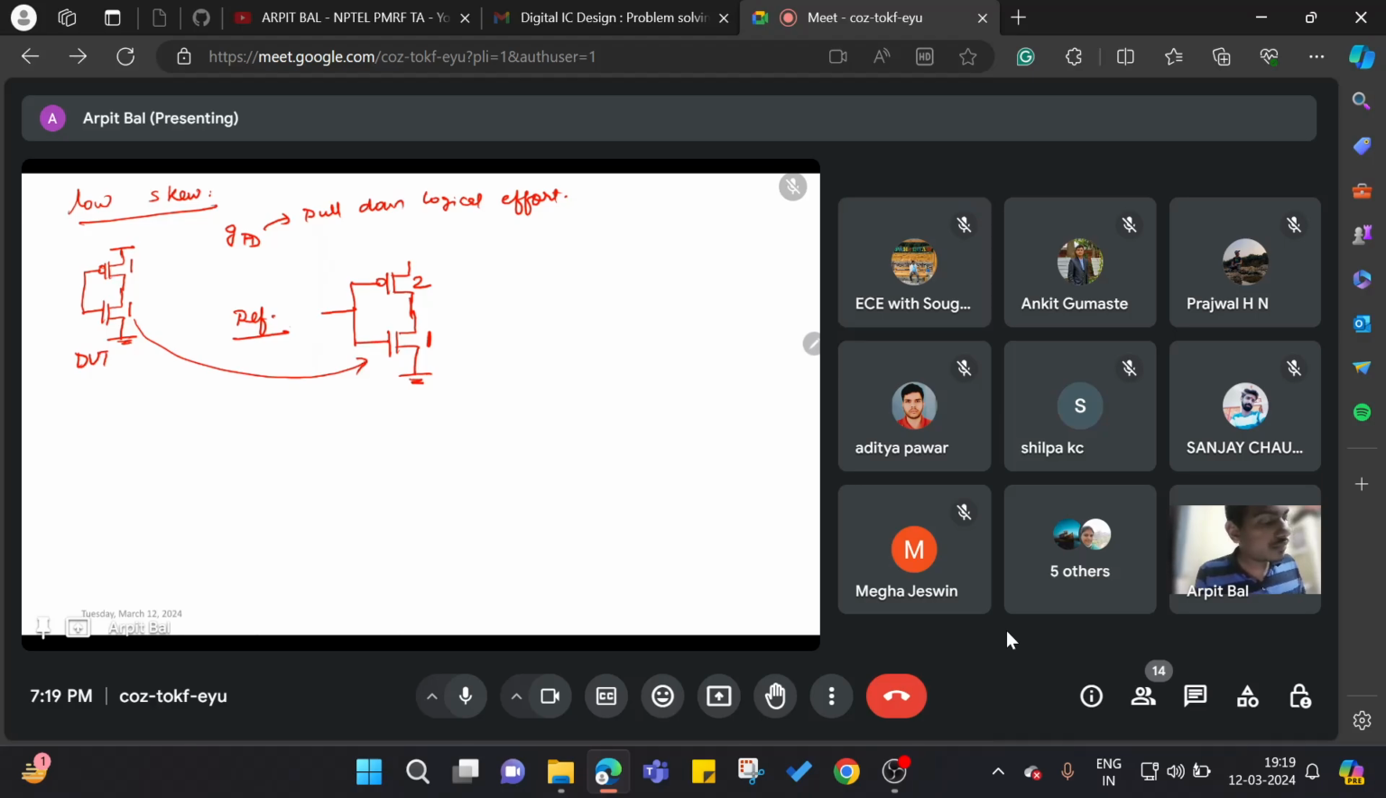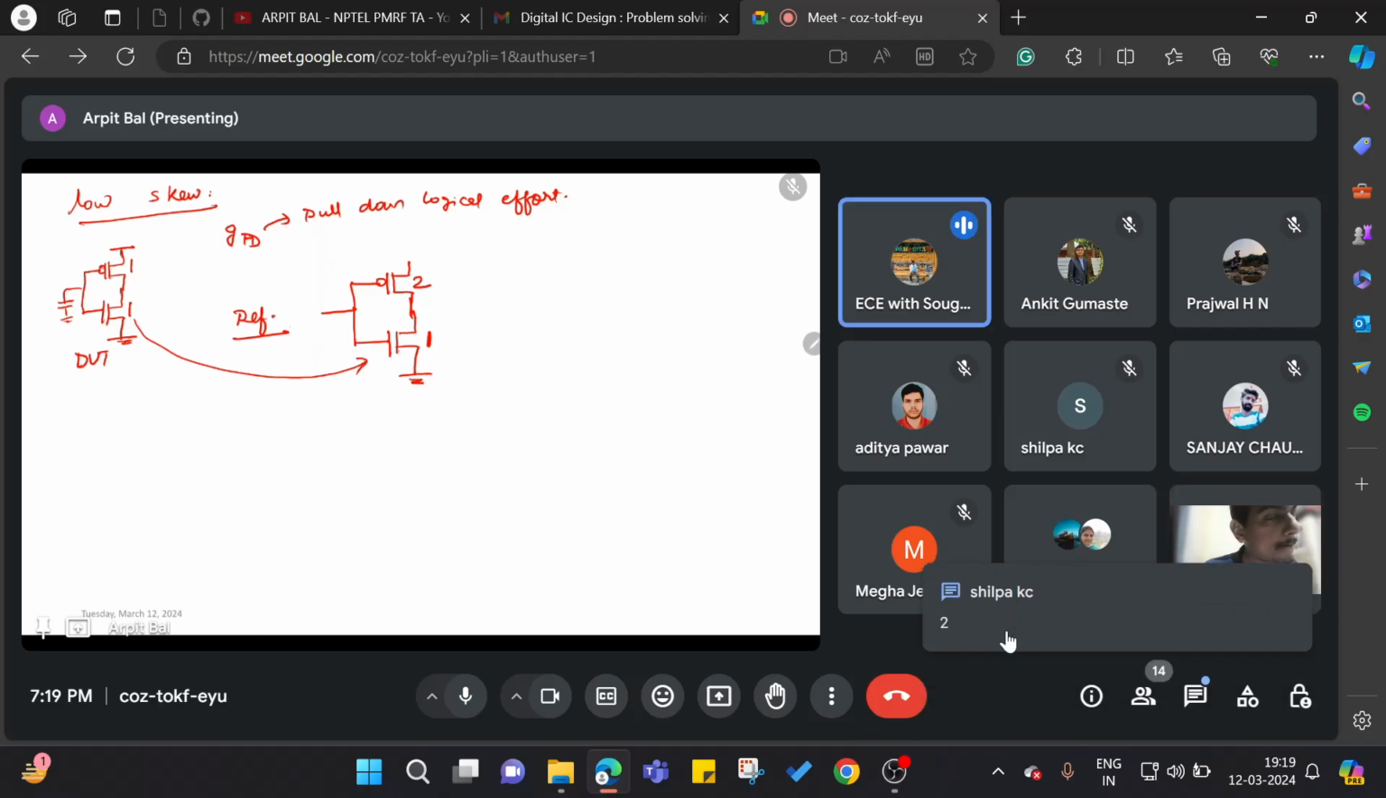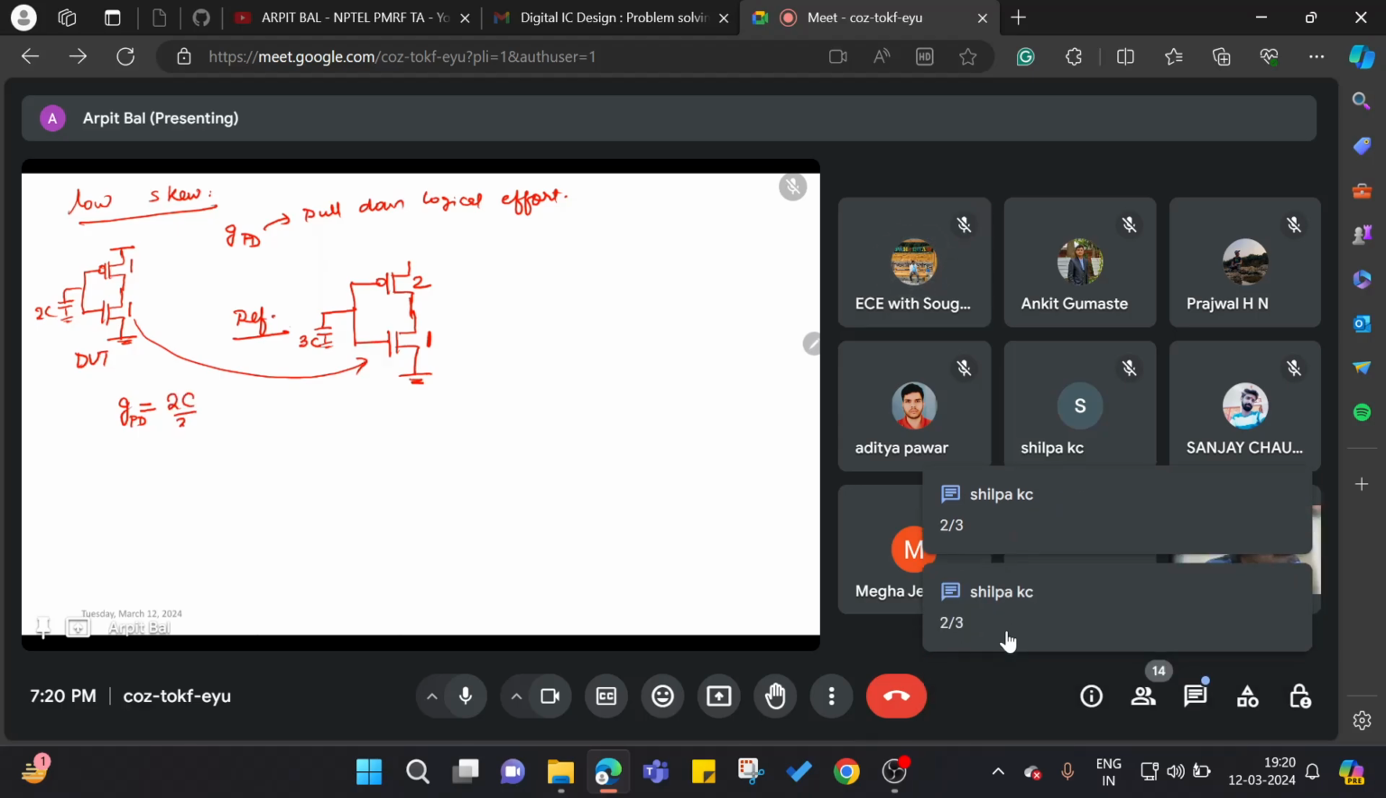Okay, so now if you compute the gate capacitance in this case, what will be the gate capacitance here? 2C. And what will be the gate capacitance here? 3C. Okay, so now what will be my GPD? 2/3. Okay, this is for the pull down part.